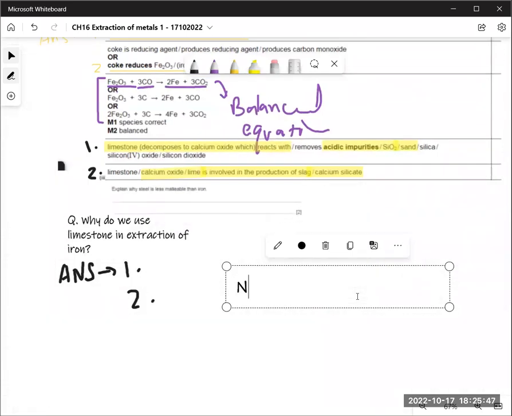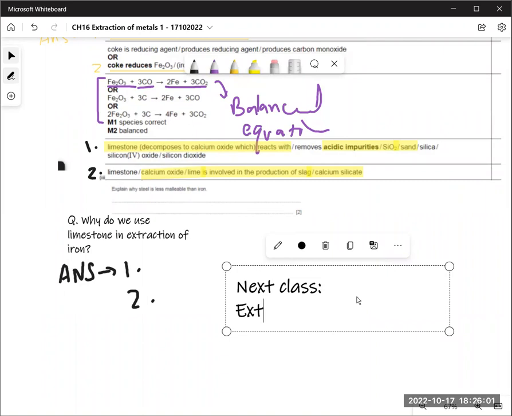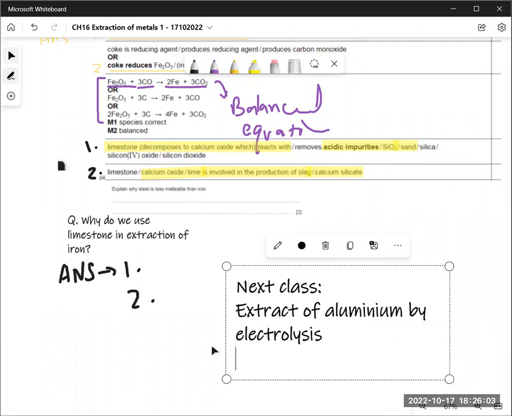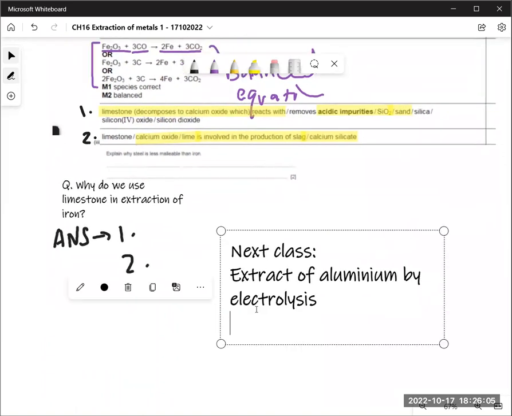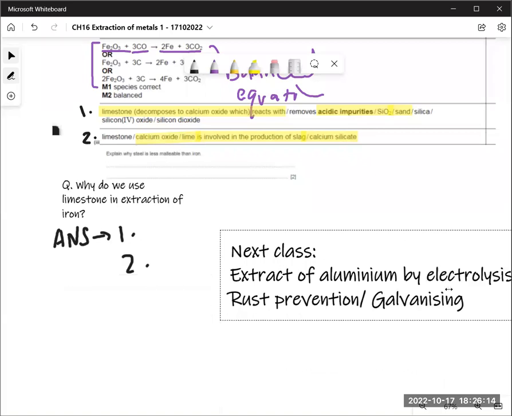So that's all for now. There's only two things remaining in the chapter: extraction of aluminium by electrolysis and rust prevention, which is galvanizing. We'll look at that in the next class.